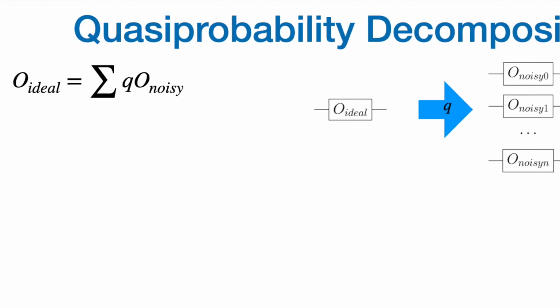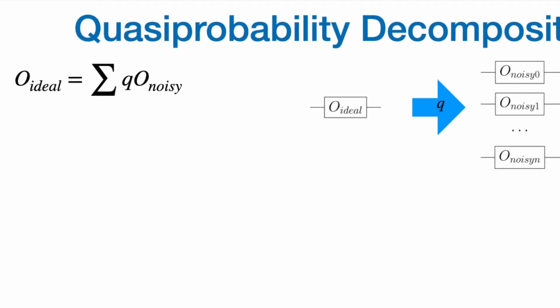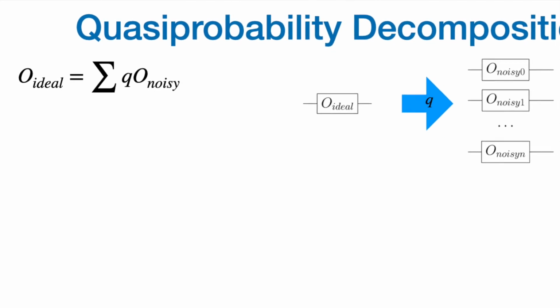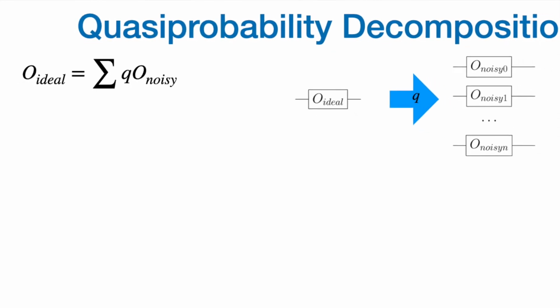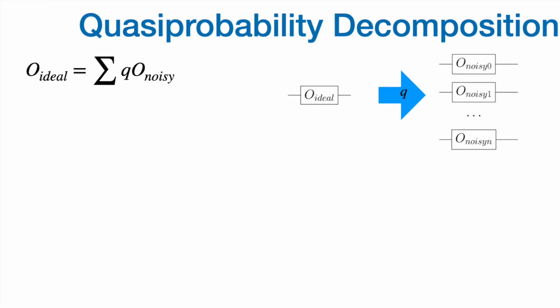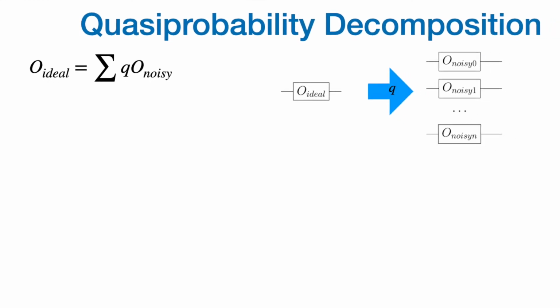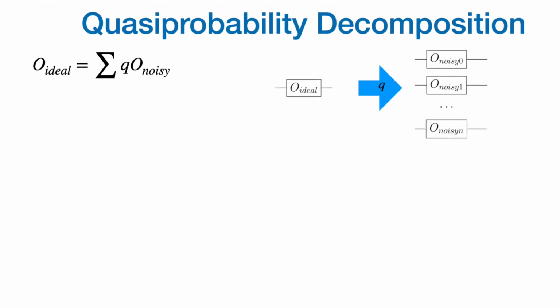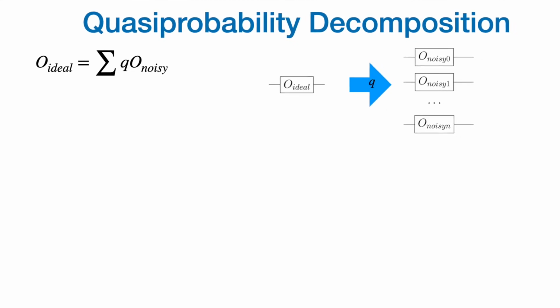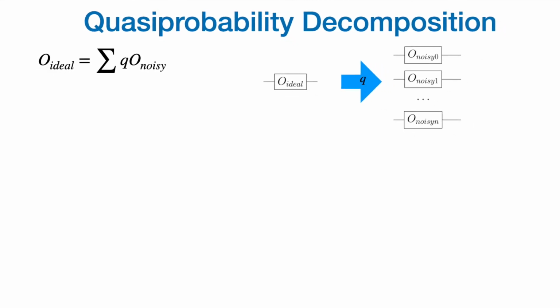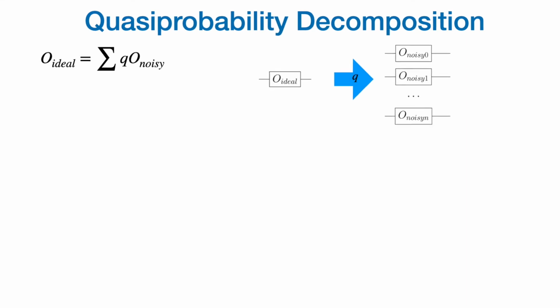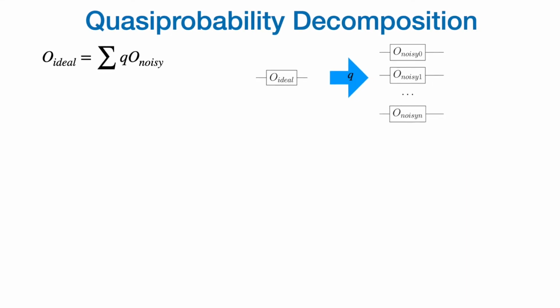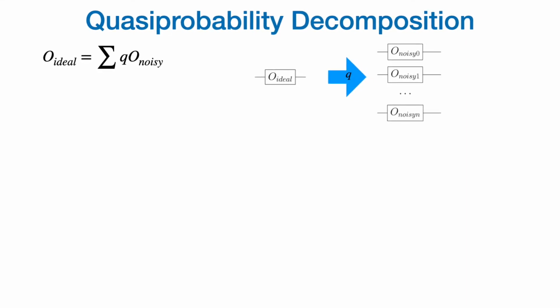Okay, let's go back to the quasi-probability decomposition. As we only deal with SPAM, though this could also apply to quantum gates, we only look at measurement and initial states for this study. As we mentioned, measurement error is usually bigger than state preparation error. Let's think about measurement decomposition first.